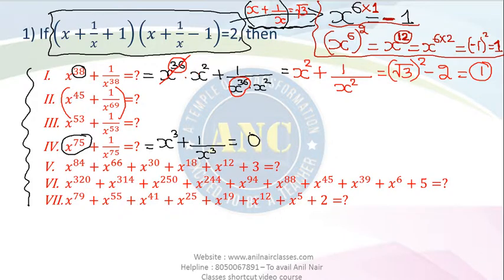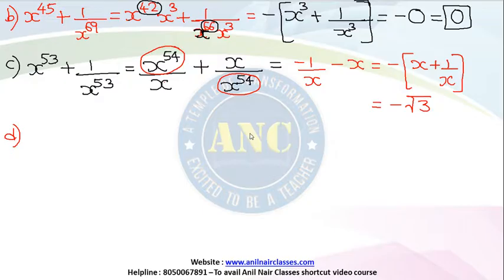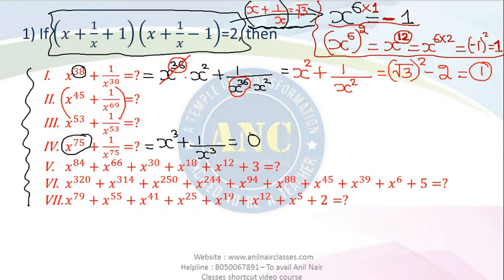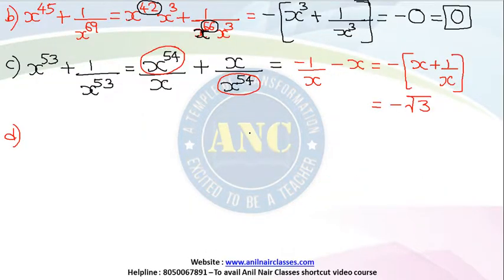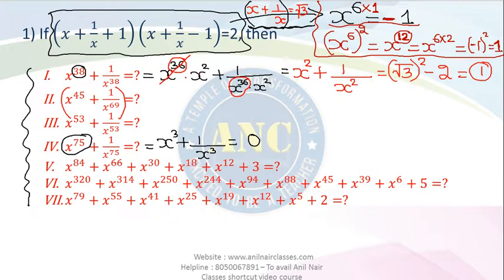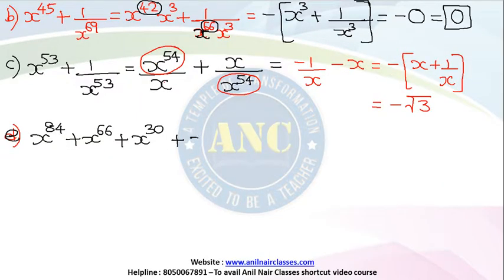Now see here. The fifth, sixth and seventh sub questions are all given in one single line, right? All are one single line questions. Now observe carefully. Let me write the question so that you will understand it better. The fifth sub question is x power 84 plus x power 66 plus x power 30 plus x power 18 plus x power 12 plus 3. This value we need to find.